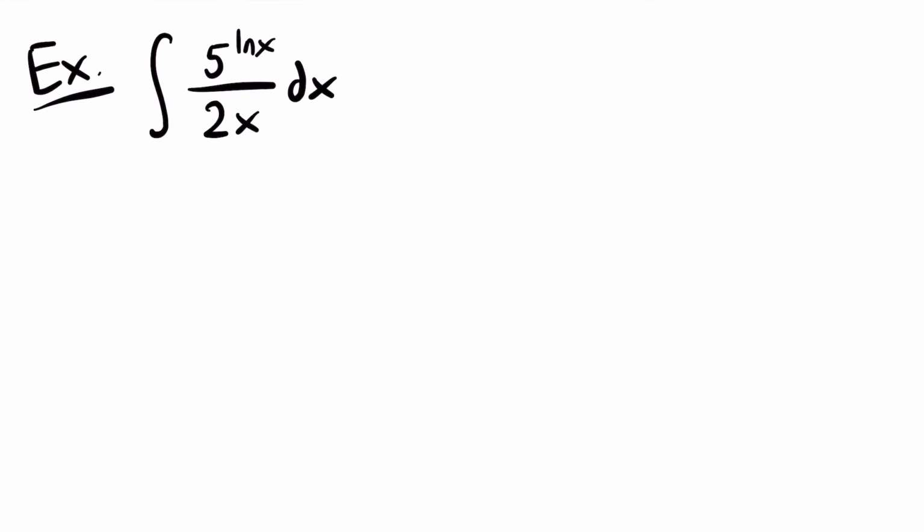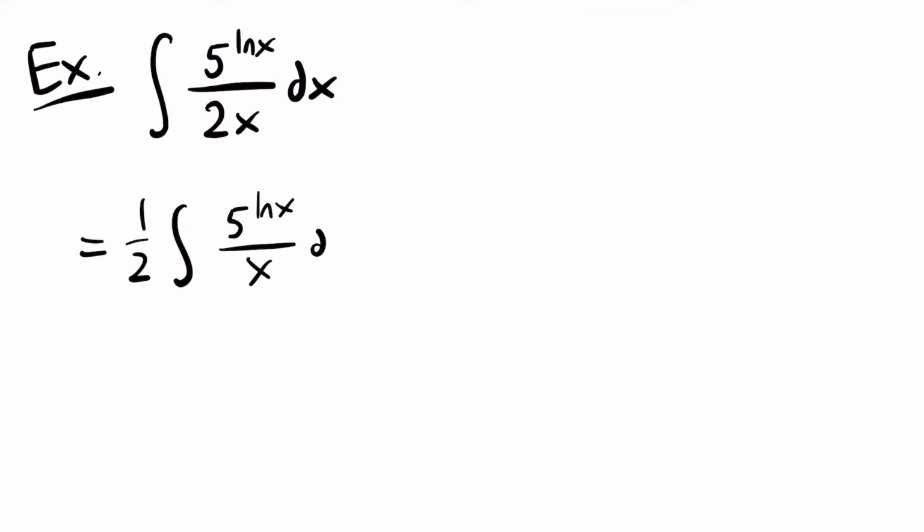Up next, we have the integral of 5 to the power of the natural log function divided by 2x times dx. And so how do you think we are going to integrate this function? Well, the first thing that I'm going to want to do to simplify this a little bit is pull out the constant multiple of 1/2 here, right? We have 1 divided by 2 that we can pull out in front of the integral. And so I'll do that.